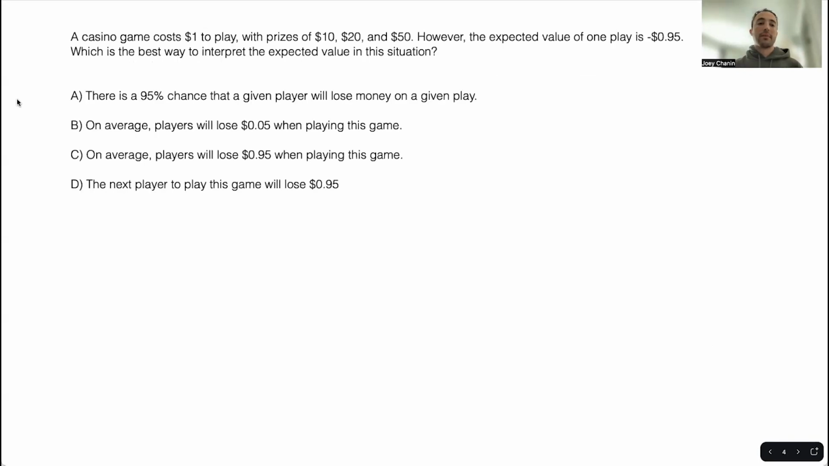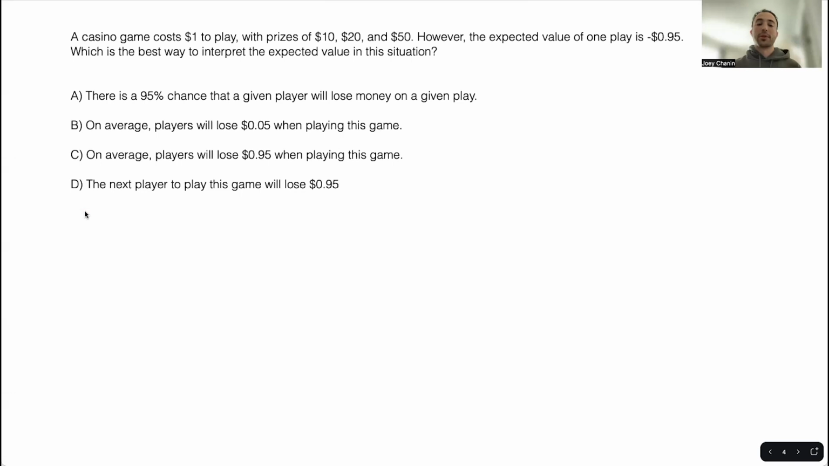A casino game costs $1 to play with prizes of $10, $20, and $50. However, the expected value of one play is minus 95 cents. Which is the best way to interpret the expected value in this situation? Let's look at our answer choices. A, there's a 95% chance that a given player will lose money on a given play. B, on average, players will lose 5 cents when playing this game. C, on average, players will lose 95 cents when playing this game. D, the next player to play this game will lose 95 cents.